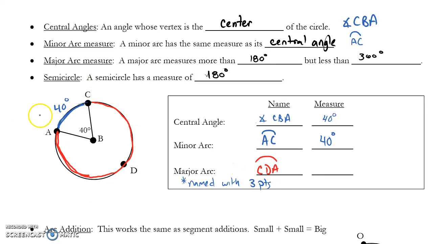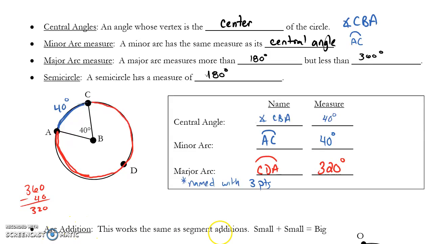Now, hopefully you all recognize an entire circle is 360 degrees. So if I know this part here is 40, I know the entire circle is 360. Subtract the 40, I have 320. That's how many degrees my major arc in this diagram is. What I did there was arc addition.